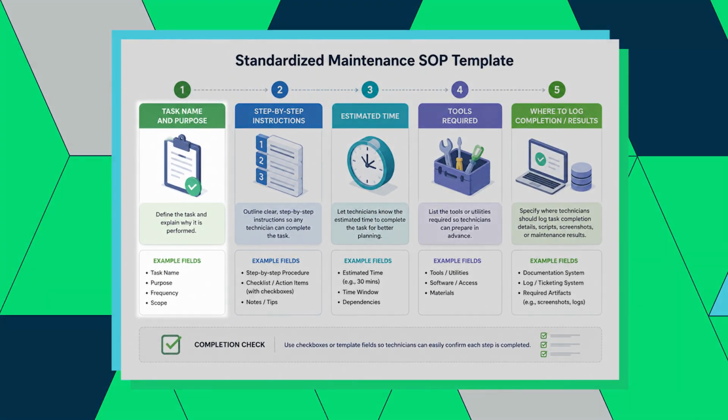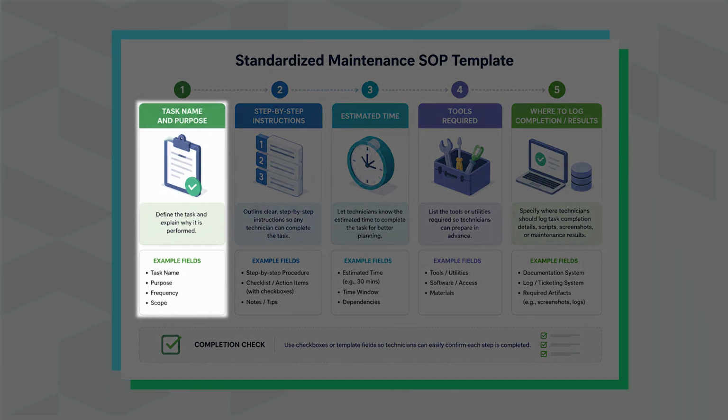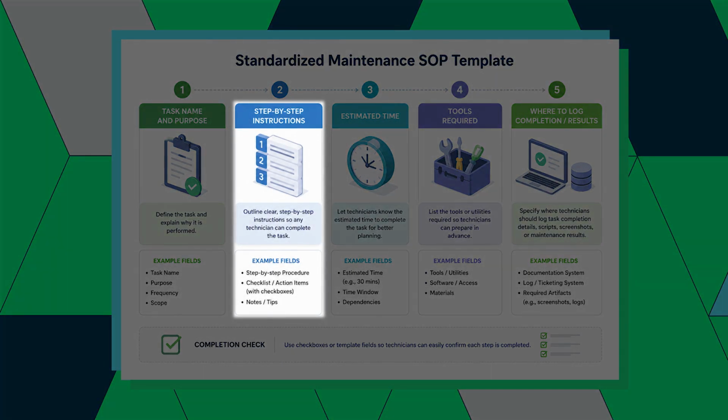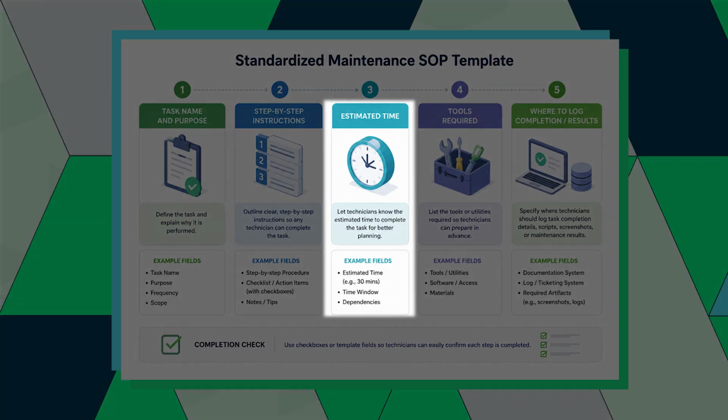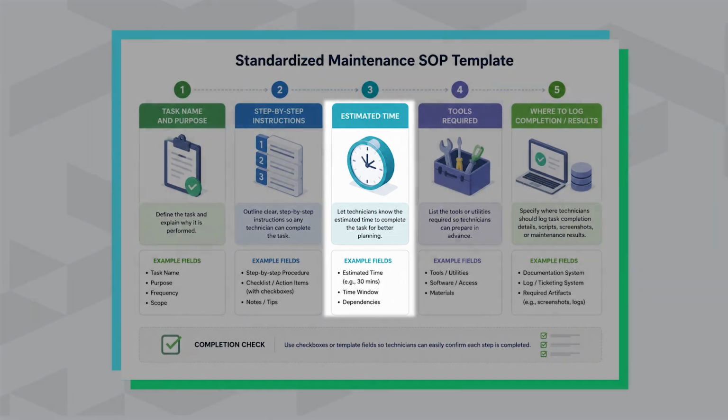Each SOP should include: clearly define the task and explain why it's performed. Outline clear, step-by-step instructions so any technician can complete the task, regardless of experience level. Let technicians know the estimated time to complete the task so they can plan and work efficiently.